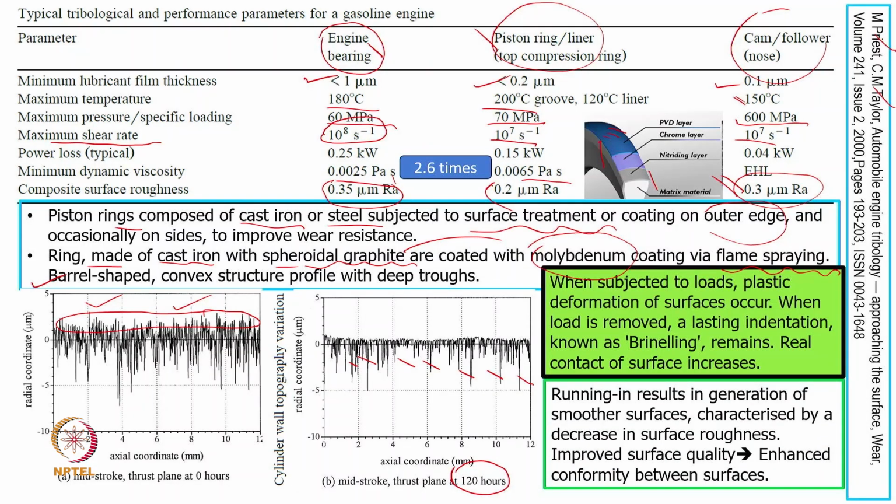So we can try to give some sort of mechanism: when subjected to load, plastic deformation of the surfaces will occur. Whatever asperities we are saying have been trimmed may be because of plastic deformation. And when the load is removed, what we call brinelling remains, or the plastic deformation remains. It changes the surfaces, right, and that causes the real surface area to increase.